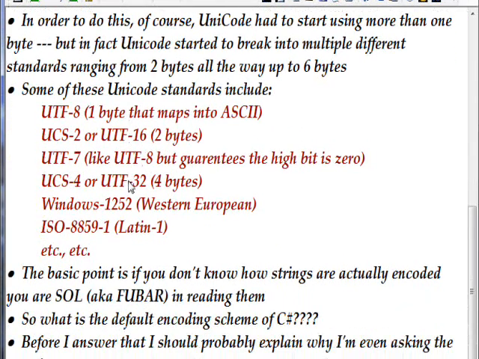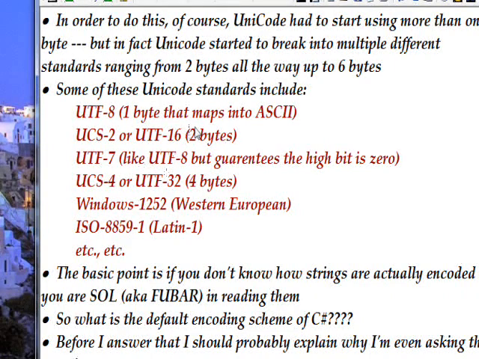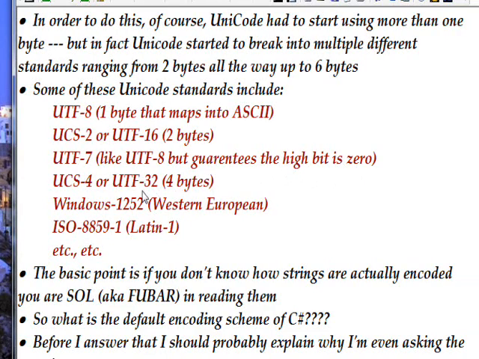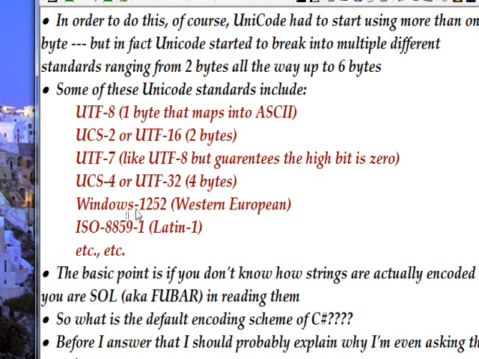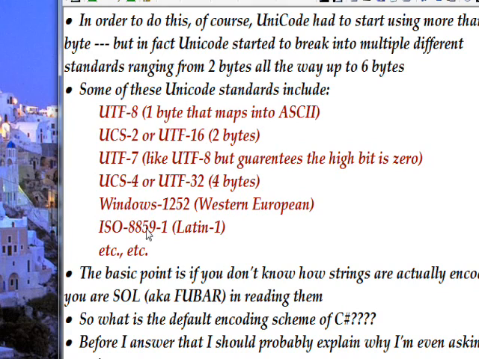Some of the Unicode standards include UTF-8, which is 1 byte that largely maps into ASCII. UCS2 or UTF-16, which is 2 bytes. UTF-7, which is like UTF-8 but guarantees the high bit is 0. UCS4 or UTF-32, which is 4 bytes. Windows 1252, which is also known as the Western European standard. ISO 8859-1, which is known as Latin 1, etc., etc.